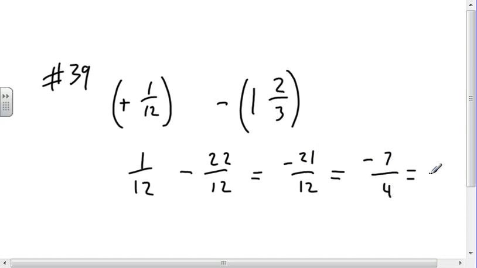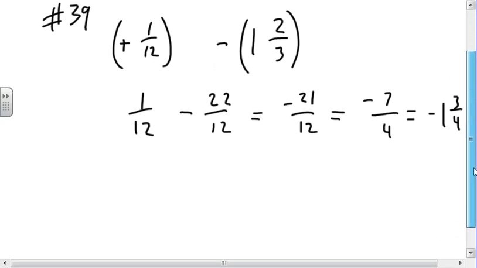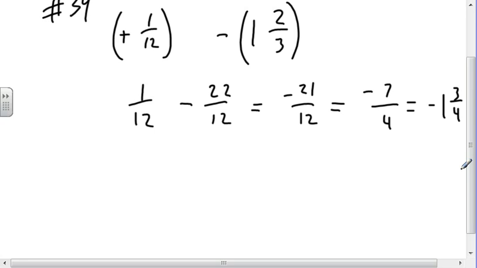And that would be minus 1 3/4. So if this were a math class taught by the math department, that's what you would do. Anyway, that's what you do in a real math class. Well, this is a tech math class.